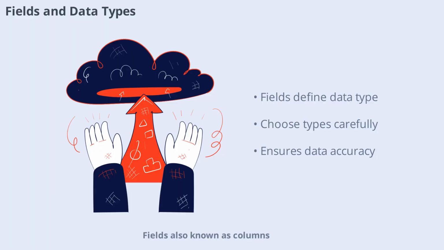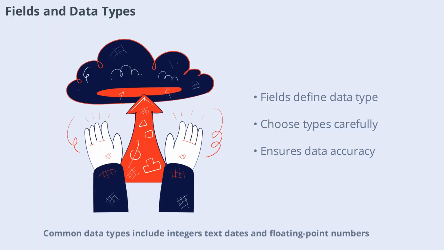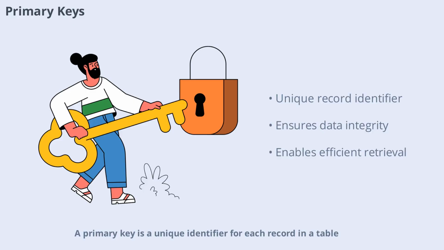Fields, also known as columns, define the type of data stored in each part of a table. Common data types include integers, text, dates, and floating point numbers. Choosing the right data type for each field is important for data accuracy and efficient storage. For example, storing a date as text can lead to errors, while using a date data type ensures proper validation and sorting.